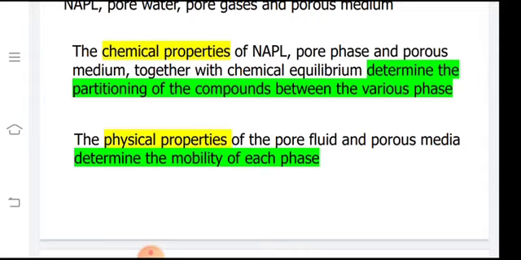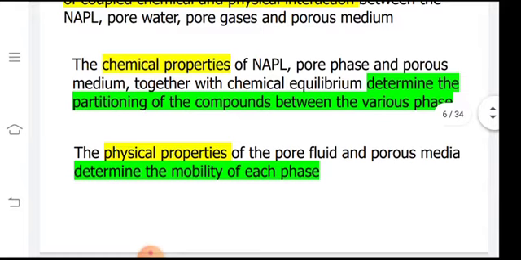So if we talk about the chemical properties of NAPLs and their chemical equilibrium with the pore phase and the porous medium, it will help us in determining the partitioning coefficient and how these NAPLs will react. In this case we are concerned with the sorption behavior, and sorption is related with something absorbed or retained with the soil particles.